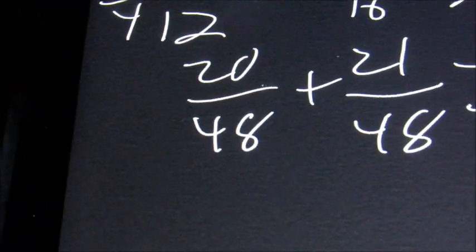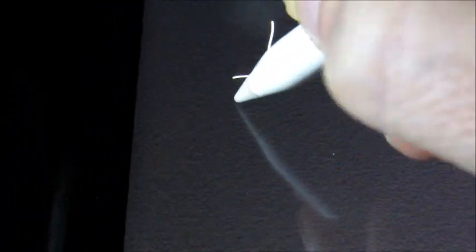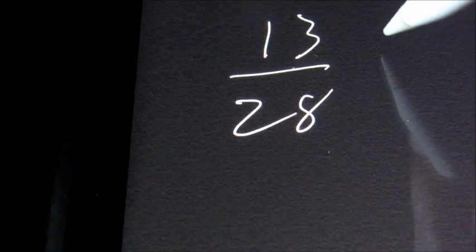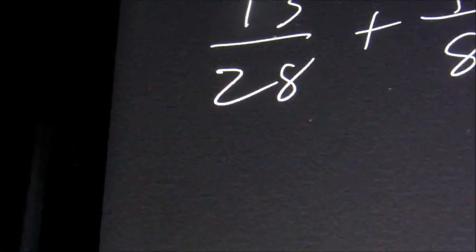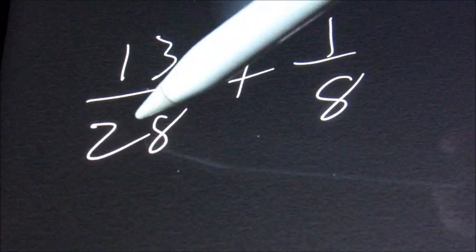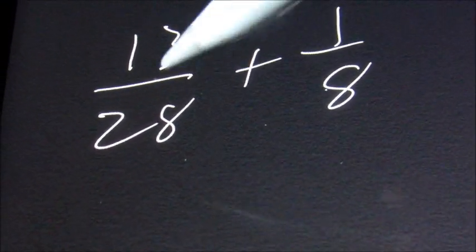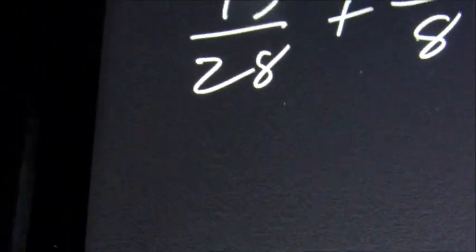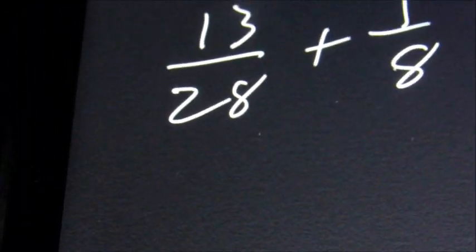Next, let's say we have 13 over 28 plus 1 over 8. Okay, so 8 won't go into 28, so 2 times 28 is 56, and 8 will go into 56.